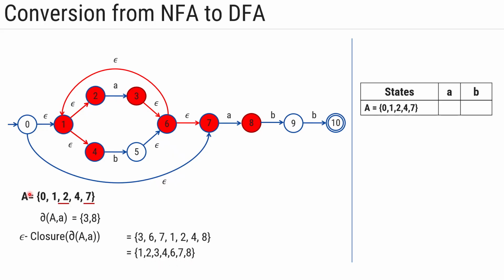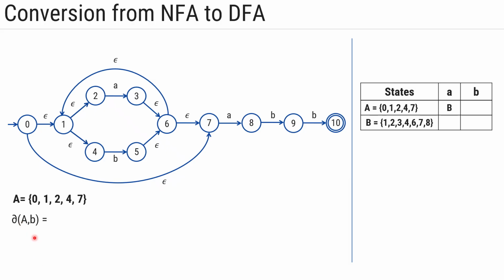So this is not the same as A, capital A. You can call that B. Now delta of capital A comma small a will go to B. Is that over on capital A? No, you have one more input, small b. I'll take delta of capital A comma b.